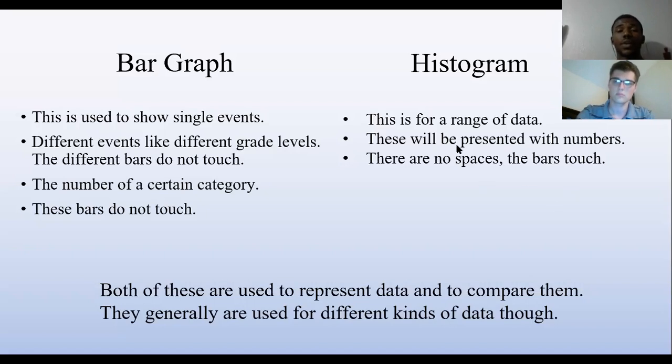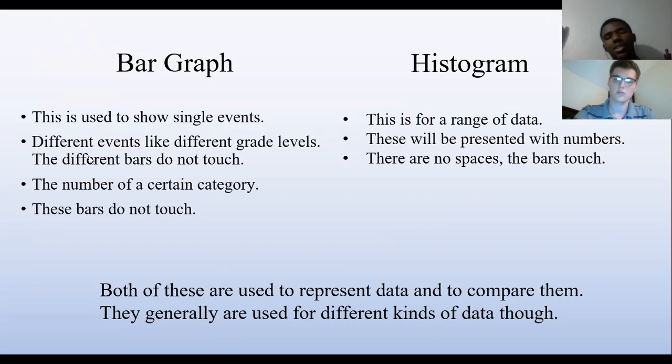But over with the histogram, these bars do touch. There's no spaces between the bars. This is generally used for a range of data. Like a histogram can be made up from a frequency table. And then these will generally be presented with numbers.